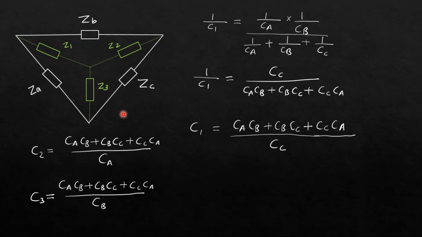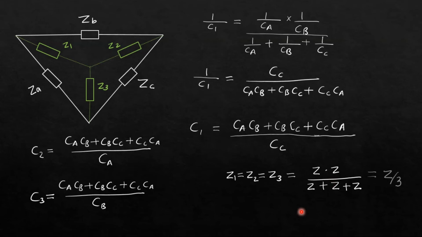Now let us talk about the special case. Suppose ZA, ZB and ZC were all equal, let us say they were equal to Z. Then Z1, Z2 and Z3 will also be equal. In that case, the formula will become Z into Z divided by Z plus Z plus Z, because ZA, ZB and ZC are all equal to Z. So it will come out to be Z by 3. So from here we can draw the conclusion that Z star is equal to Z delta by 3.